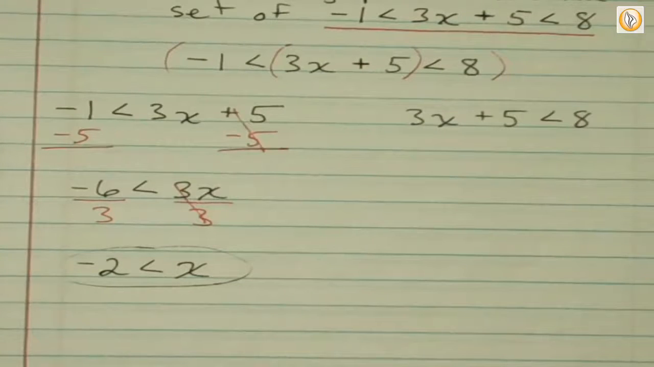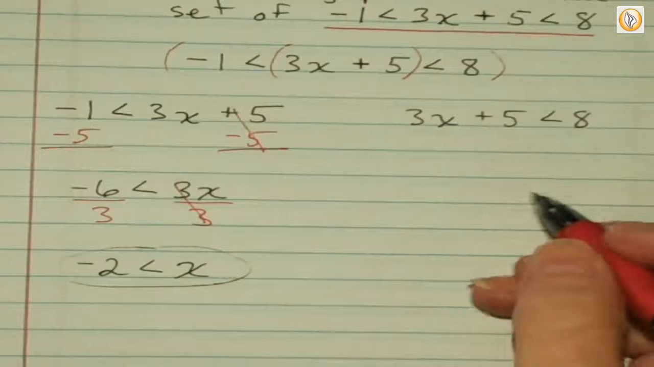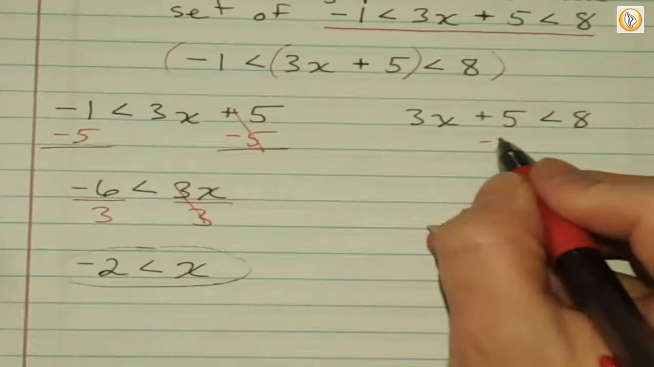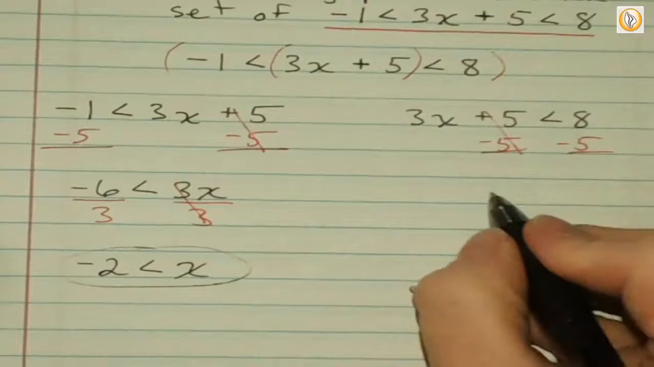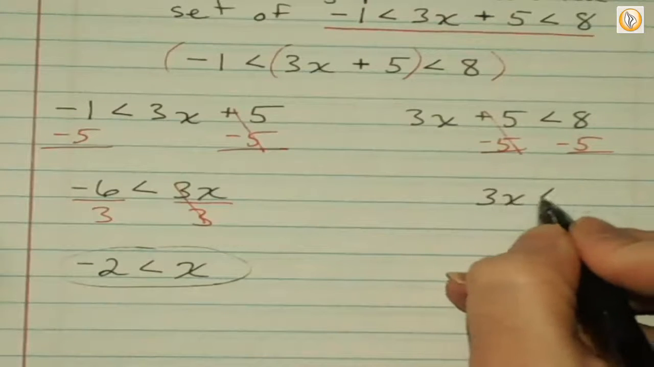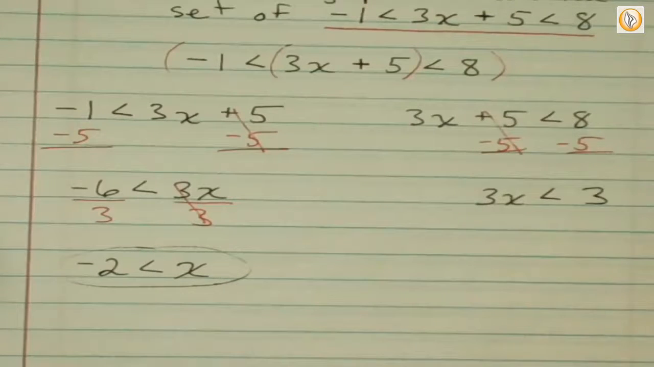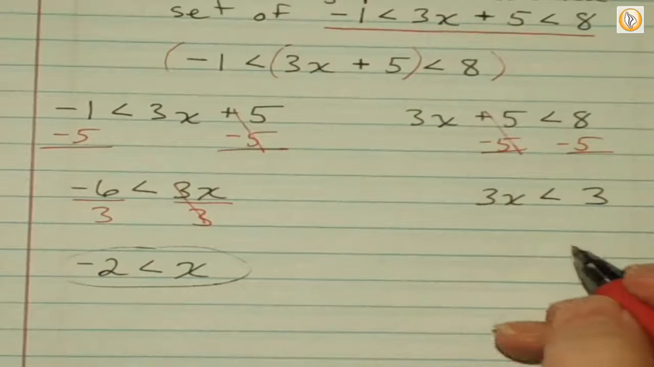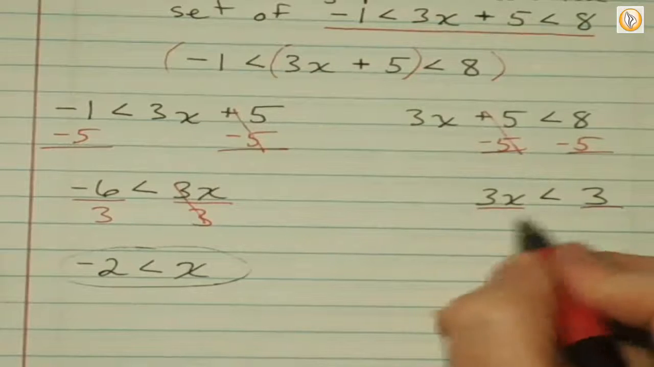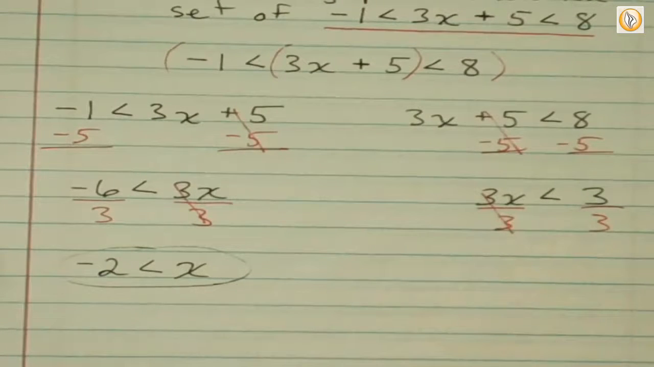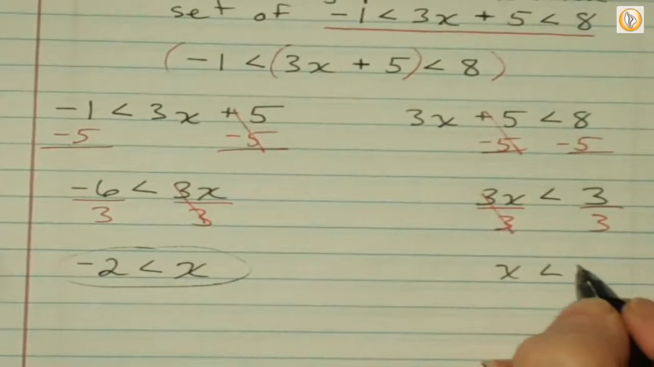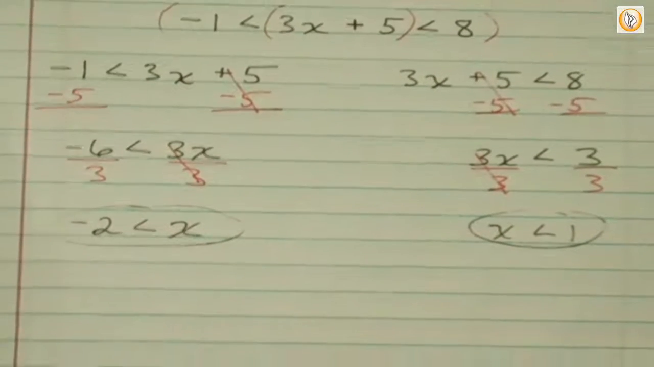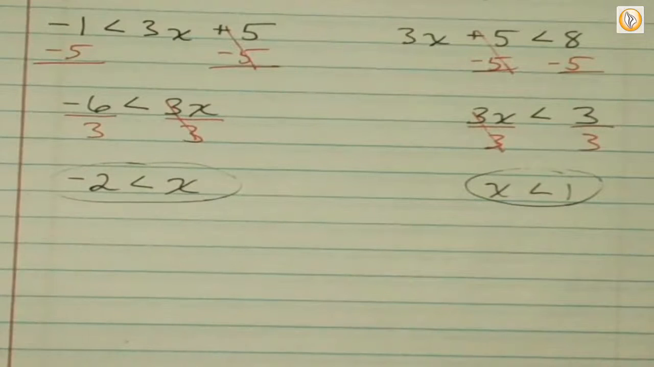Any questions so far? All right, Gabby solved for the other one. You subtract 5 from both sides, and I get 3x is less than 3. Now what do I do? And I get x is less than 1. There's my next one. All right, y'all see what I did?